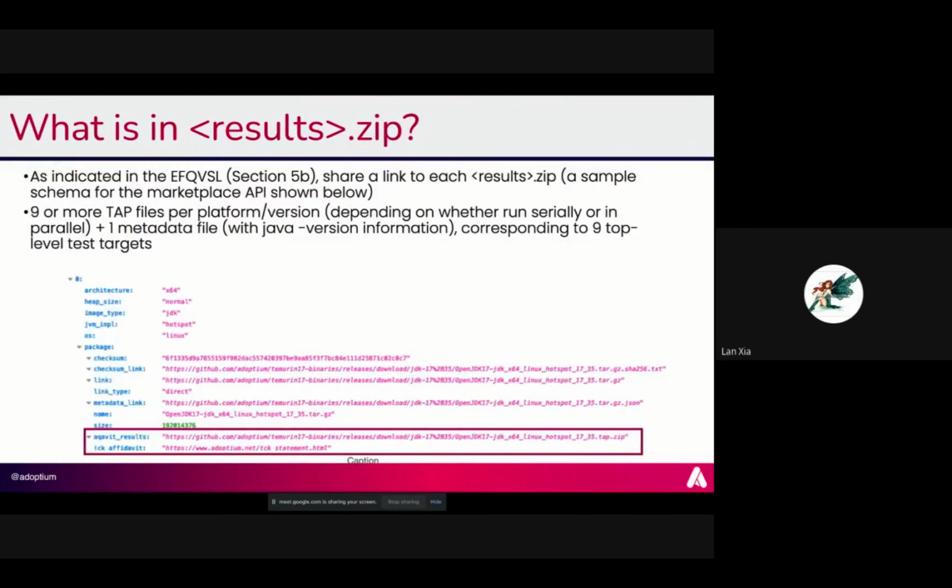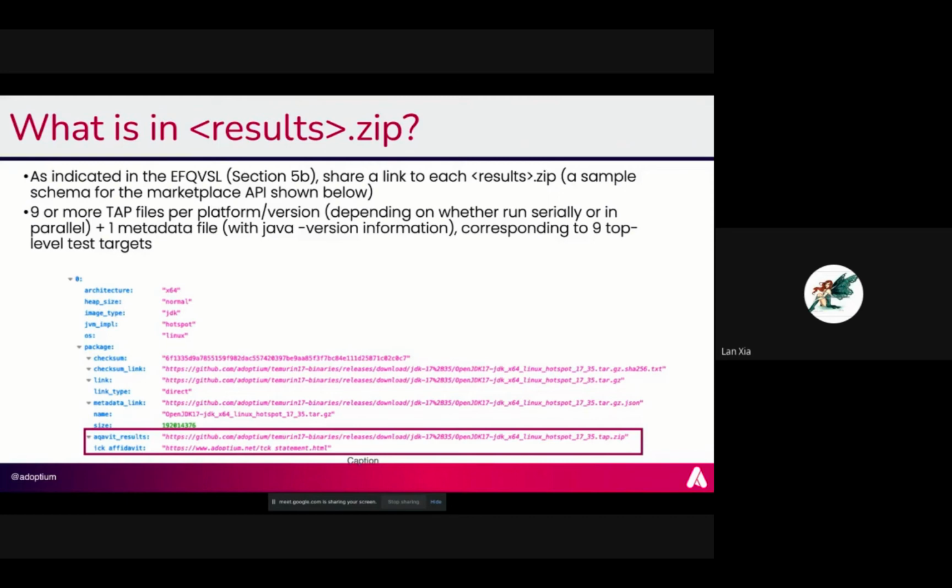Also, just to recap, what is in the result.zip, we will ask vendors to collect all the tab files because we're running nine targets. But depending on what you're running, whether it's serially or in parallel, you may have more than 9 tab files because each child job will generate 1 tab file.